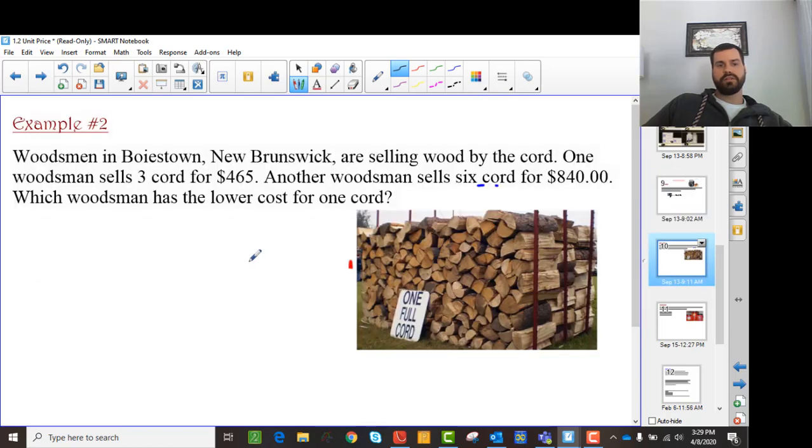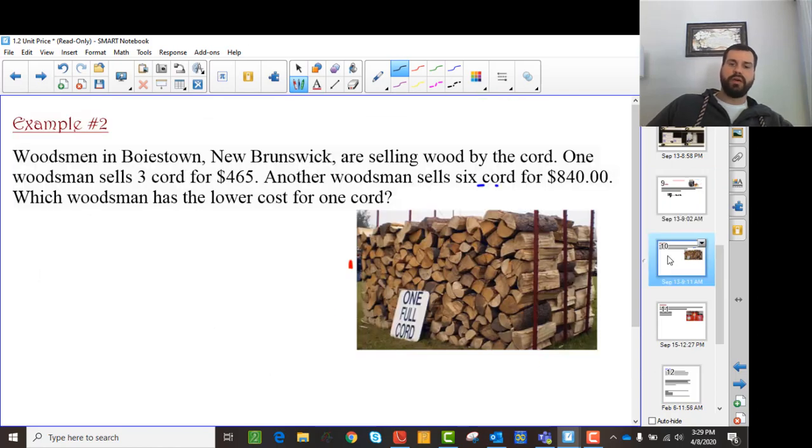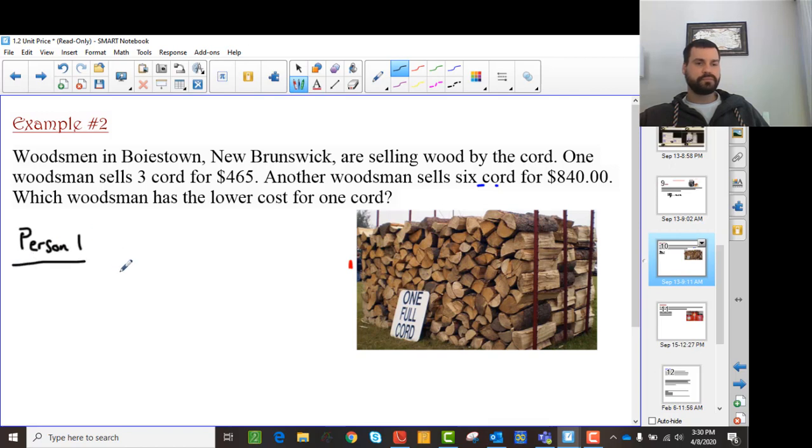Okay. Here's another example. Now we're going to try to compare two different prices. So in the last one, we were just trying to figure out what's the cost per unit so that I can go sell it to somebody. This question, now we're trying to compare. 2 people are selling wood. It says one woodsman sells 3 cords for $465. So let's say person 1, it's $465. That's the cost. The quantity is 3 cord of wood. So I take 465 and divide it by 3, and I get $155 a cord.